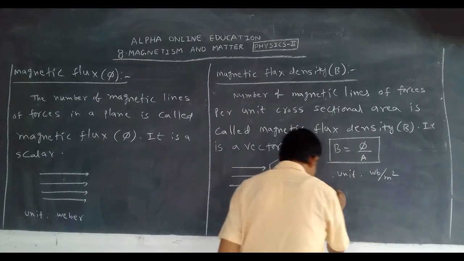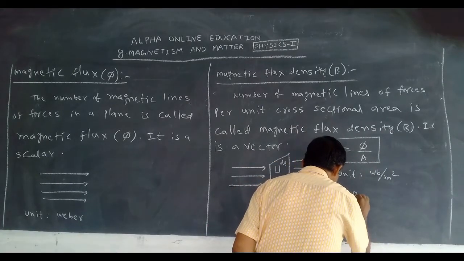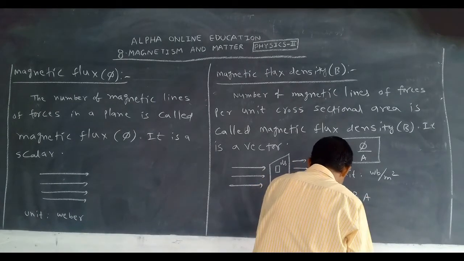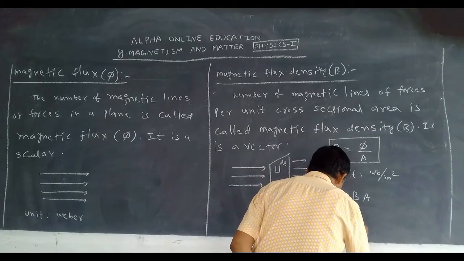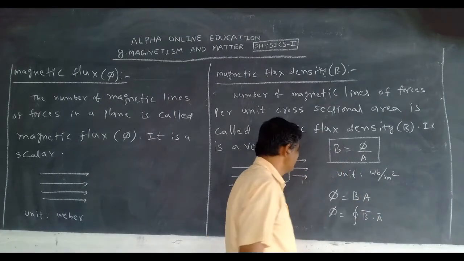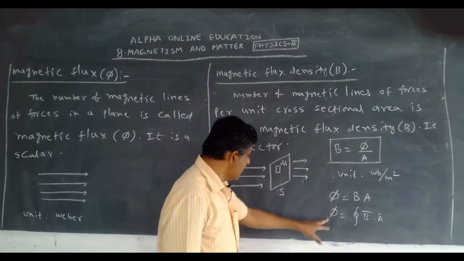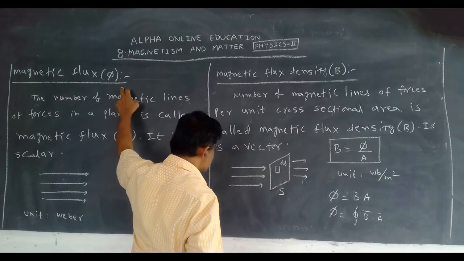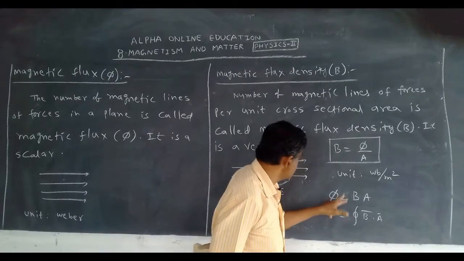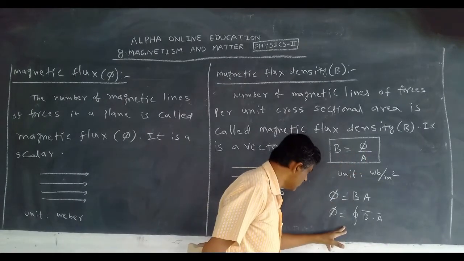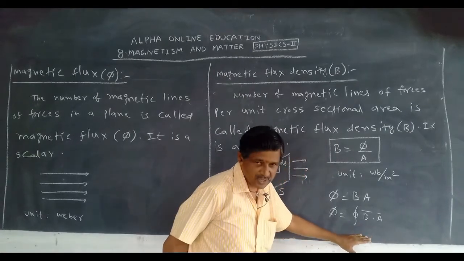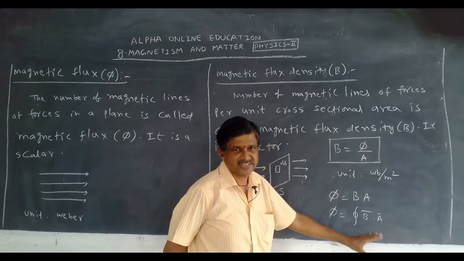Now, we can write like this also. Phi is equal to BA, or phi is equal to closed integral B bar dot A bar. We can write like this also. Why phi? Flux. Flux is a scalar. That's how we can write phi is equal to BA from this equation, or phi is equal to closed integral B bar dot A bar. This is one law. I will explain that in the next class.